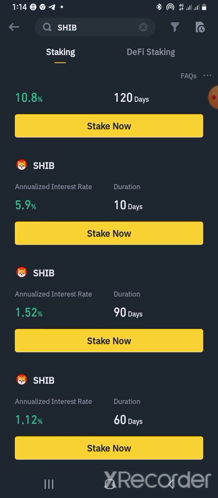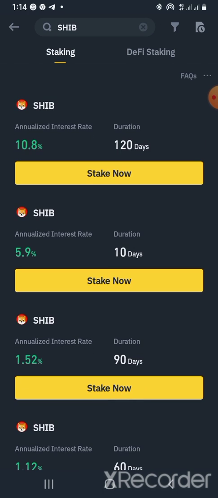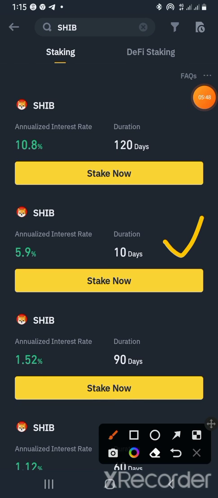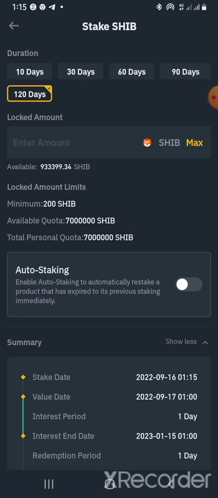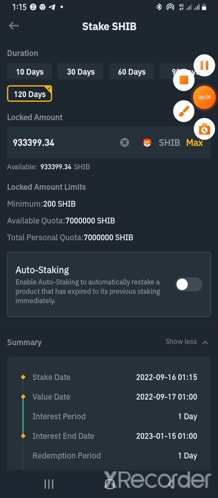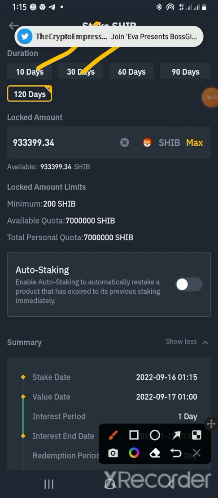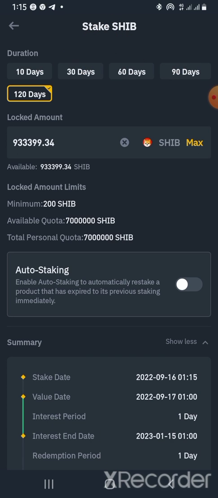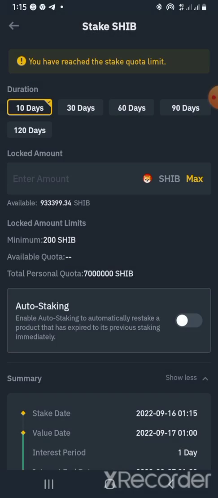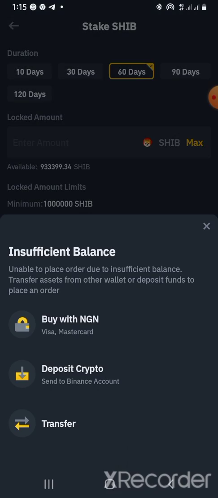It's just your choice. So now most people go for the 10 days lock, while some people go for 120 days lock, depending on what they are looking for. So by the time you click on, let me say you click on stake Shiba, you add the total amount of Shiba you want to stake. It is 120 days. You can see it here. You can still adjust it here, where I marked. If it is 120 days, you leave it at 120 days, or 10 days, or 30 days, or 60 days, or 90 days.